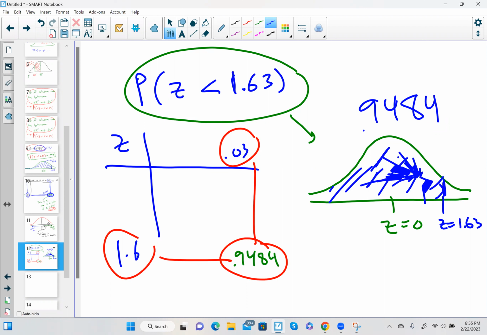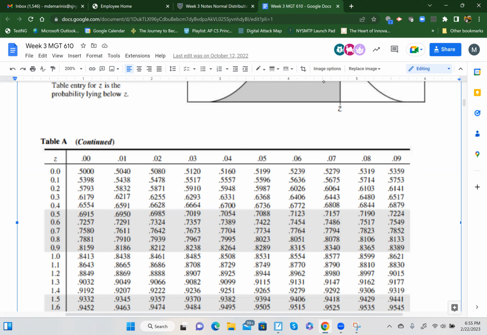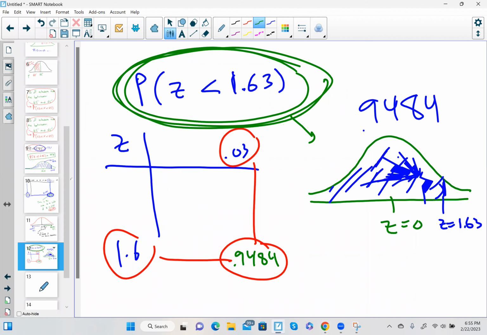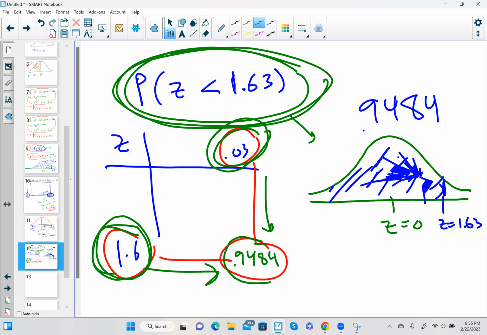No, show me again, because for some reason I can't see your pointer. Oh, you can't? Okay, I'll do it on this screen and then go back. Now I see it. So I just looked at the chart. Here's the 1.6 over here, here's the 0.03 over here, and I went across and down and found this number, 0.9484. Does that make sense? Yes.